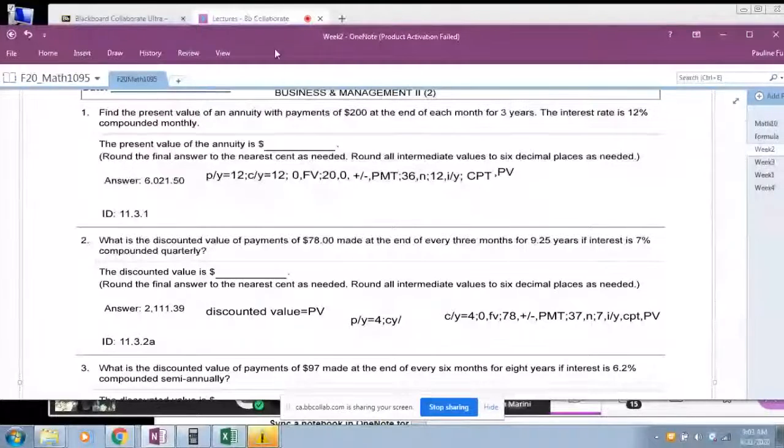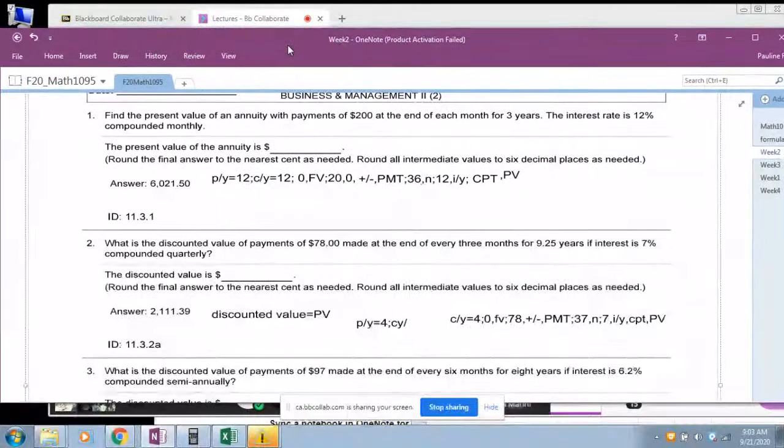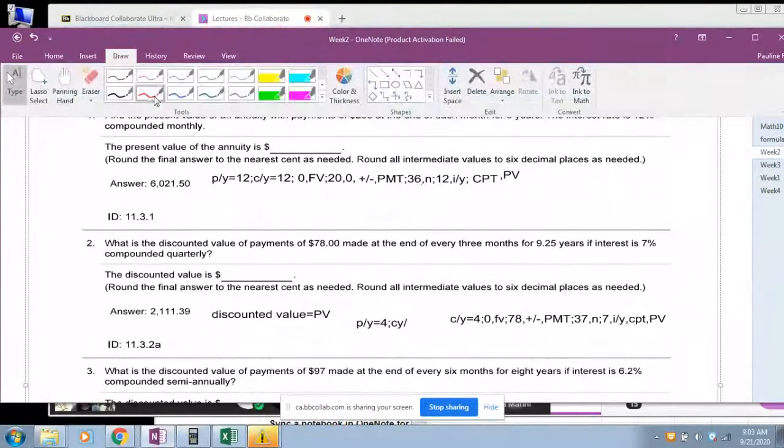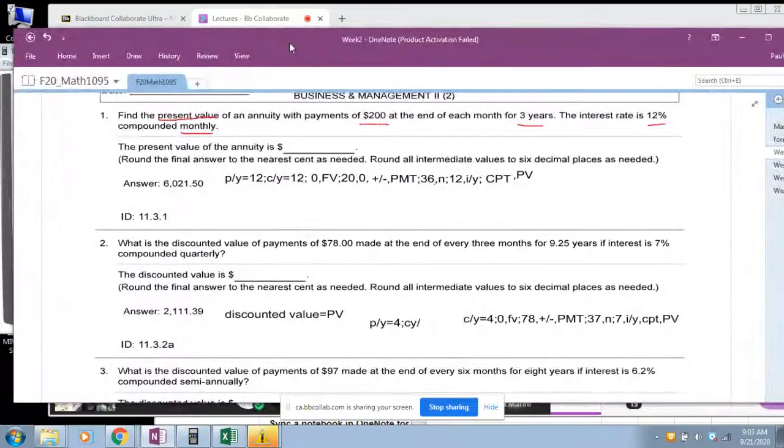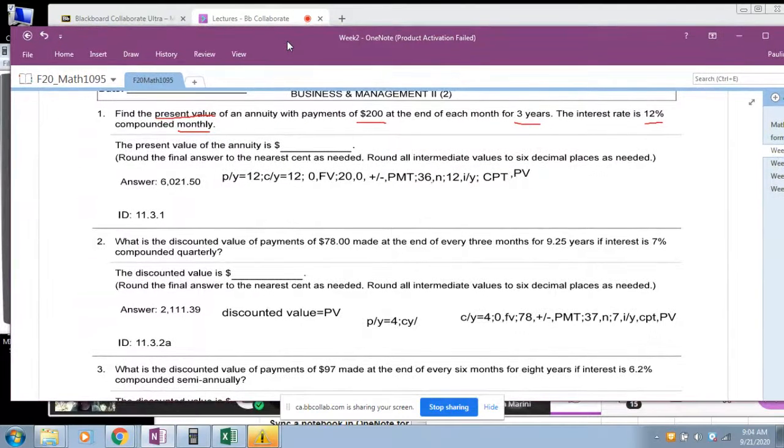Now I go to the question. So the question is, find the present value PV of an annuity with payment 200 at the end of each month for 3 years. The interest is 12% compounded monthly. This is week 2 content, session 3 of chapter 11: calculate present value of an ordinary simple annuity.